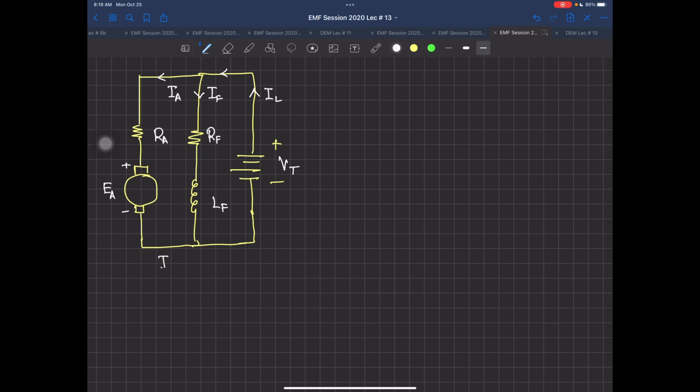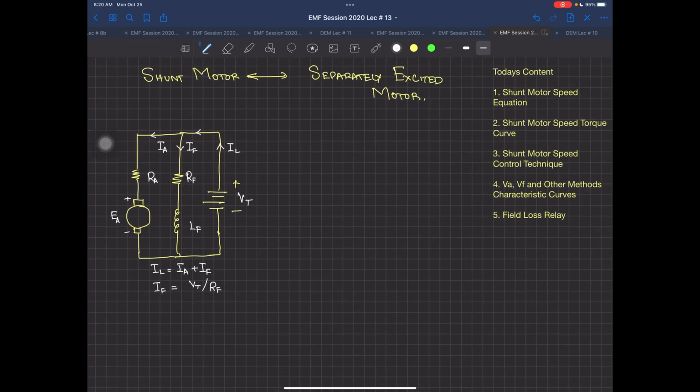I guess I don't need to tell you, according to Kirchhoff's law, that IL is equal to IA plus IF. And IF will be equal to VT divided by RF. This is the steady state point, which means that if this is DC, the inductor is going to behave as a short circuit. I'm not talking about any transient analysis here. So I guess you already know that VT is equal to EA plus IA RA, the motor equation for your shunt motor.